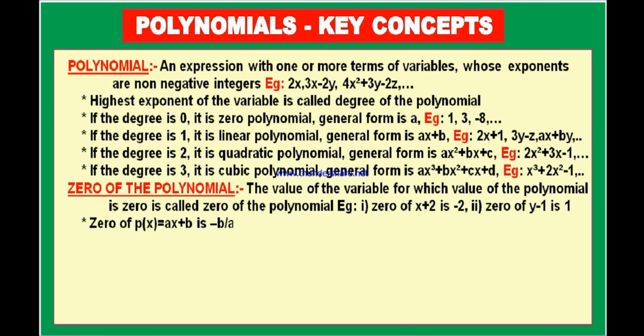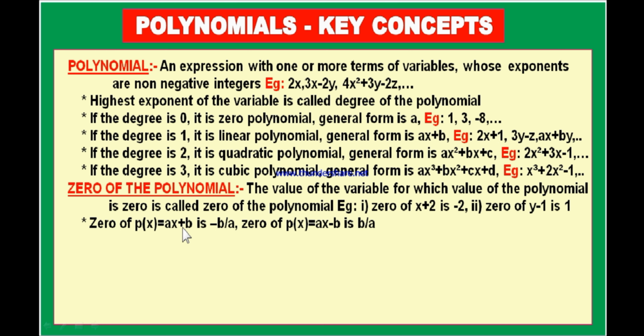Now, one more point: 0 of the polynomial p of x is equal to ax plus b. Now, how to find 0 of a polynomial? Here you see ax plus b. This is the polynomial given. Now 0 of this polynomial we have to find out. 0 of the polynomial is nothing but the value of the variable x for which the total polynomial becomes 0. Therefore, equate this polynomial to 0: ax plus b is equal to 0.